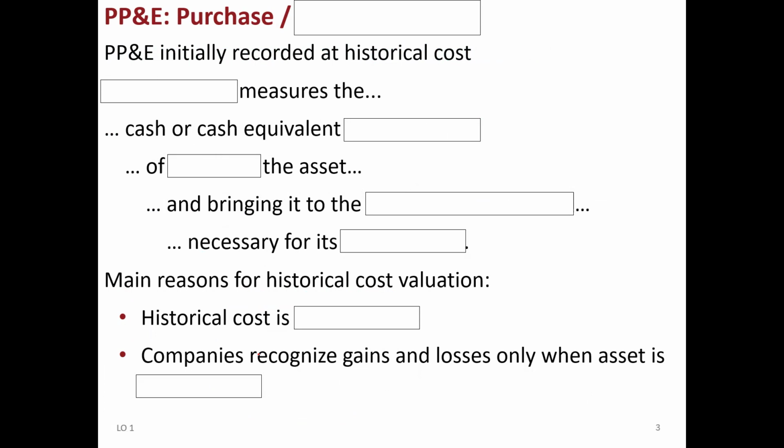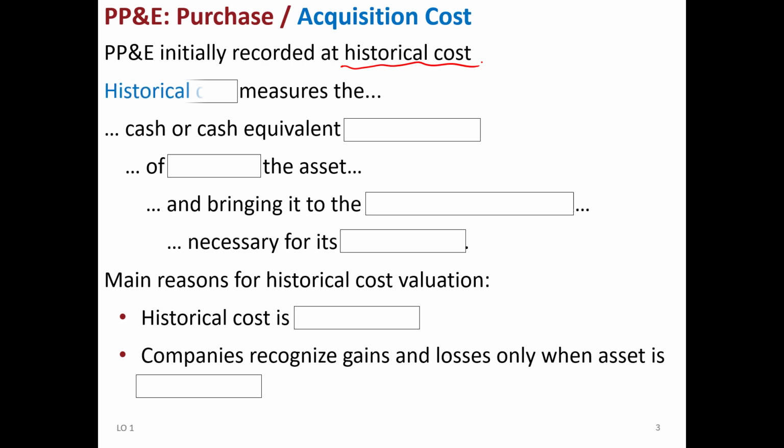Let's talk about the acquisition cost, or whenever we purchase PP&E, what do we have to worry about in terms of the expenditures and how we record the purchase of, say, a pizza oven? Well, the number one thing we have to worry about is recording things initially at historical cost. So historical cost, we know, is the amount that we pay when we initially purchase something. Historical cost measures the cash or cash equivalent price. Primarily, that is what we're paying at retail.